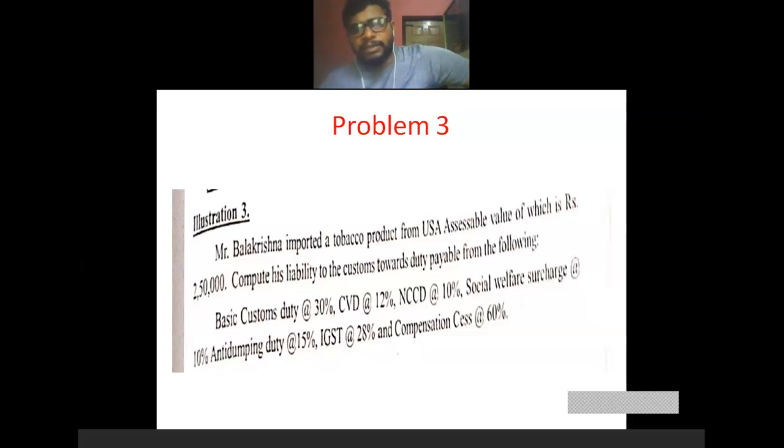Then compute his liability to the customs towards duty payable from the following. What do you mean by that? Meaning is computation of custom duty payable. Basic custom duty, BCD, you have to calculate at 30%. You are calculating BCD on assessable value at 30%. Then countervailing duty. What do you mean by countervailing duty? Additional custom duty.